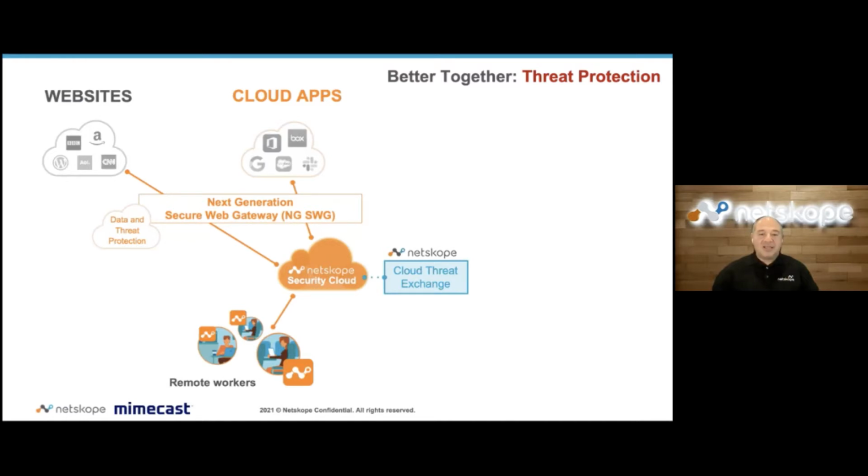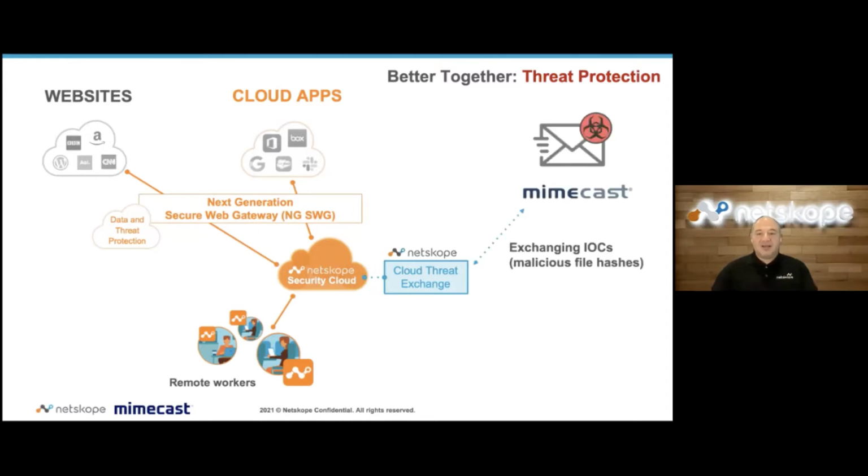The way we do it is by virtue of Cloud Threat Exchange. Cloud Threat Exchange is the Netskope middleware that customers can deploy, and it automatically feeds information from third parties like Mimecast and Netskope in a bi-directional manner. So it pulls Netskope Security Cloud for all IOCs and malicious URLs, and it can feed them to Mimecast to make sure they know about the threats that Netskope has discovered.